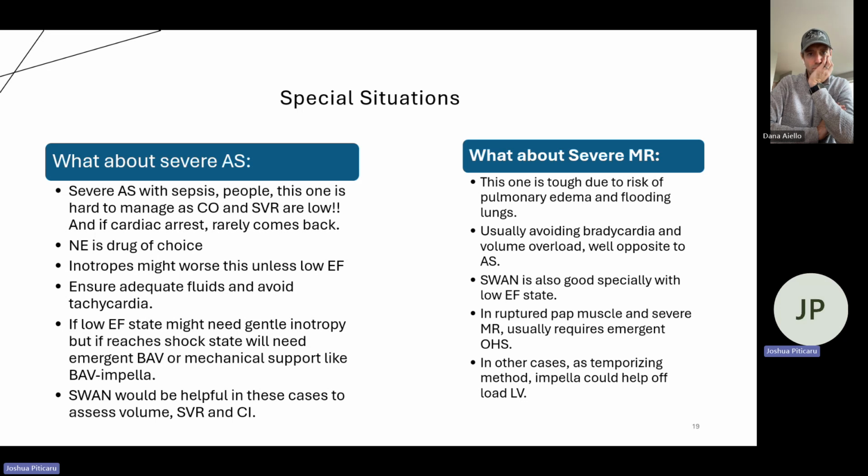What else? So Swan is also very good, especially with the low EF state, right, with the severe MR. It's not accurate sometimes with severe TR, because that's not going to be read adequately, but severe MR still should be adequate. In ruptured papillary muscle with severe MR, they require emergent open heart surgery to fix it. In other cases, as a temporizing method, they put an Impella to offload that ventricle and help with the MR. If you have a lot of MR, you can put an Impella as a treatment in some kinds of shock.